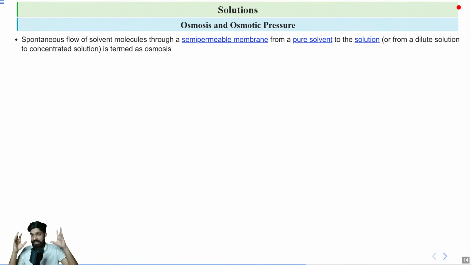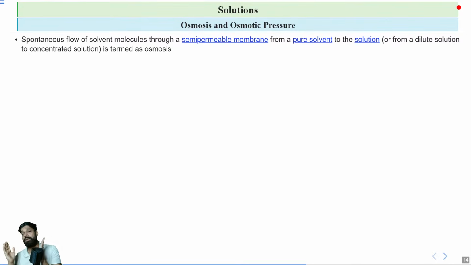So if you take such a situation, what will happen? The solvent molecules will move from one container to the other, because your semi-permeable membrane is allowing only the solvent molecules to pass through. As a result of this, your pure solvent will move from the pure side to the solution side. You got it? What did I say?